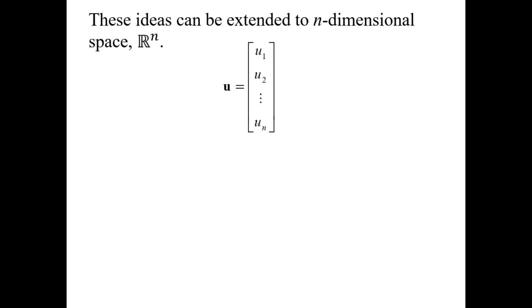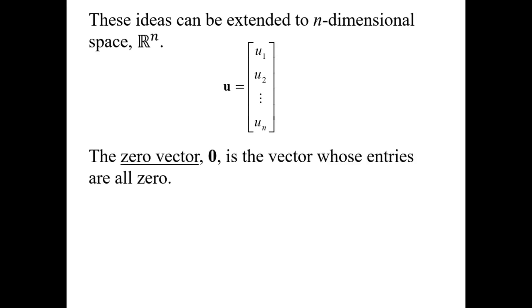The zero vector, I'm sorry. So this would be an example of an nth dimensional vector. And then the zero vector just means the vector where all the entries are zeros. Also, please notice that the zero here is boldface. So if I were to write the zero vector, I would write a zero with a little arrow over it.